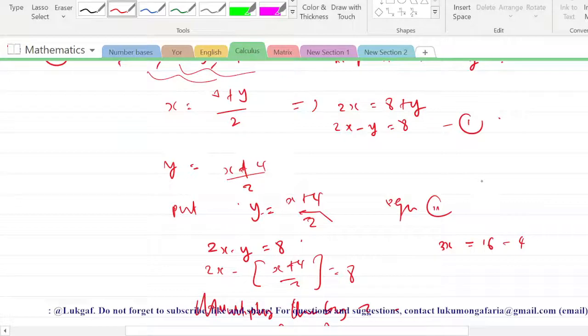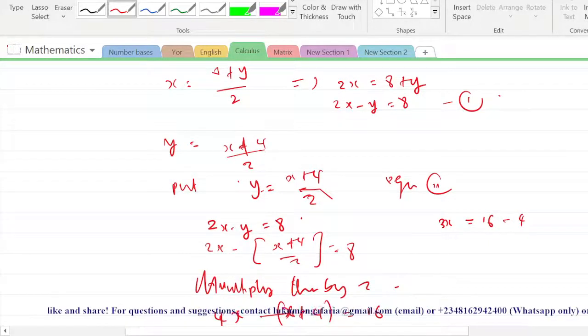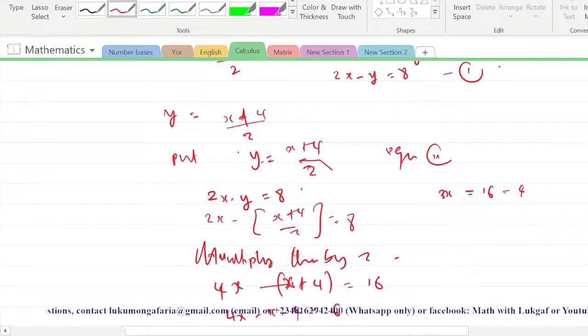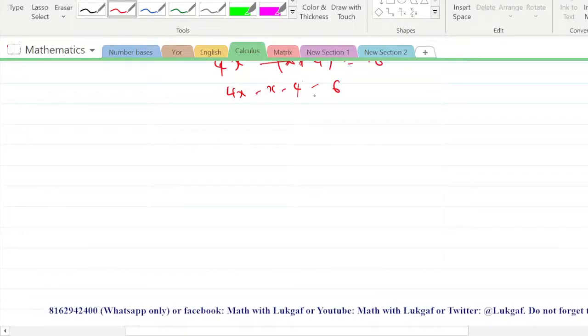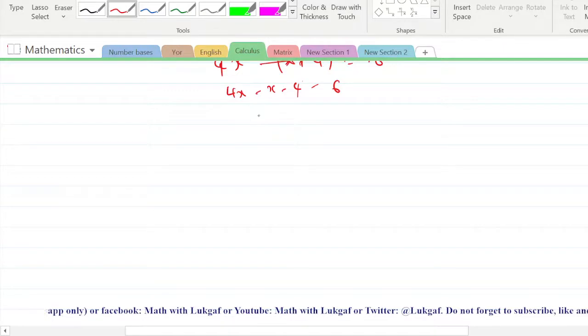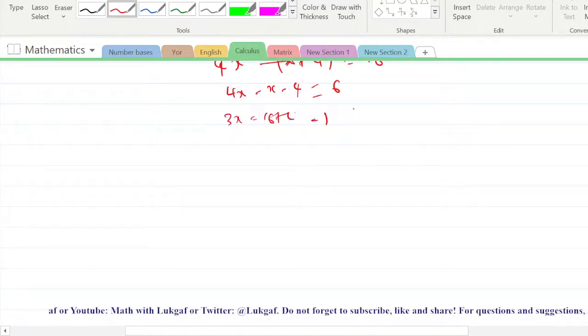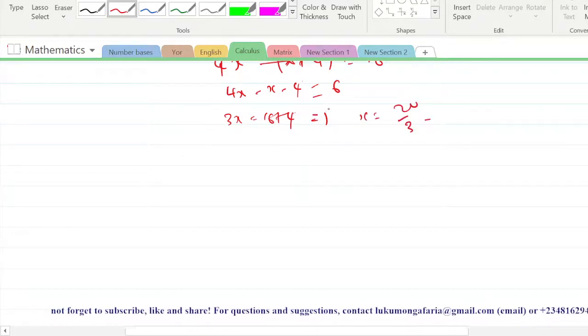So then you have 3x is equal to 16 plus 4. This is minus 3x minus 4 is equal to 16. That is 3x equal to 16 plus 4, which implies that x is equal to 20 divided by 3.